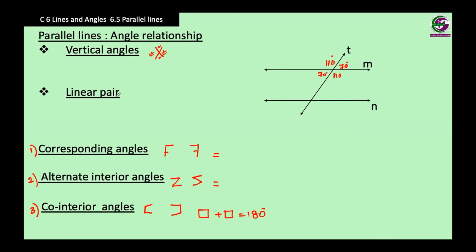And the last set of angles that you have to use in the pair of parallel lines is linear pair. Linear pair means at a point, two angles will form a straight line, which will be equal to 180 degree. At a point, two angles which will add up to 180 degree. Here, for example, 110 plus 70, when you add, you will get the answer 180. These two angles form a linear pair.